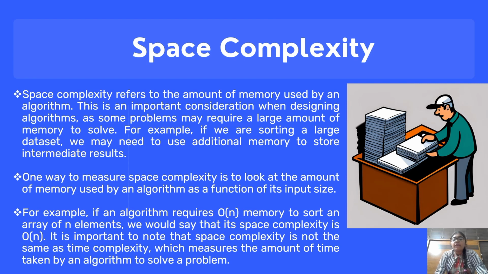For example, if an algorithm requires O(n) memory to sort an array of n elements, we would say that its space complexity is O(n). It is important to note that space complexity is not the same as time complexity, which measures the amount of time taken by an algorithm to solve a problem.